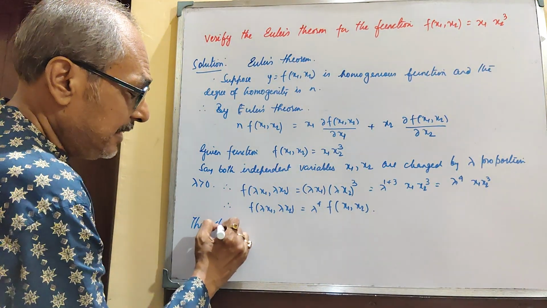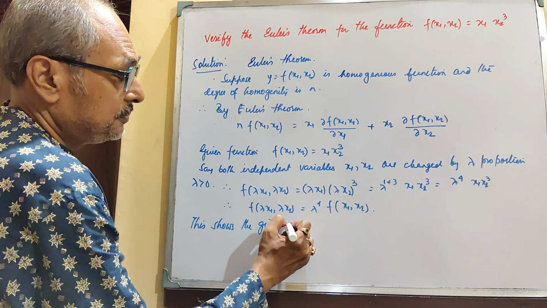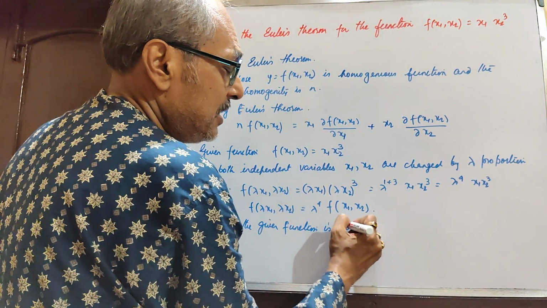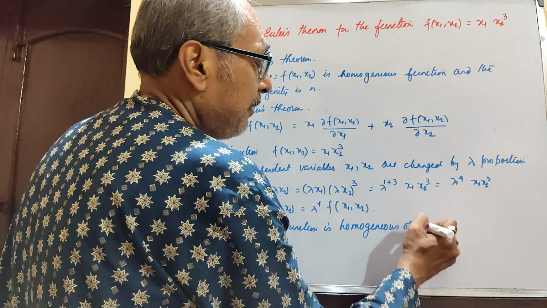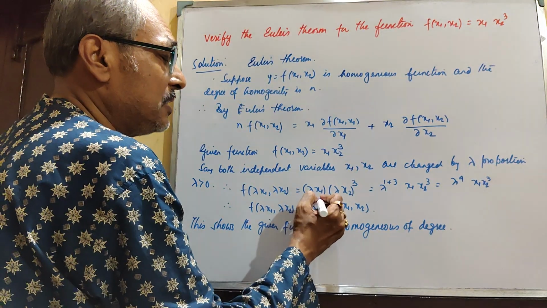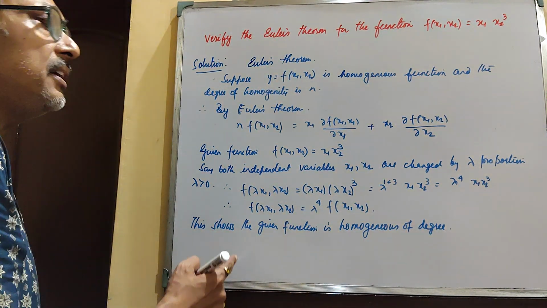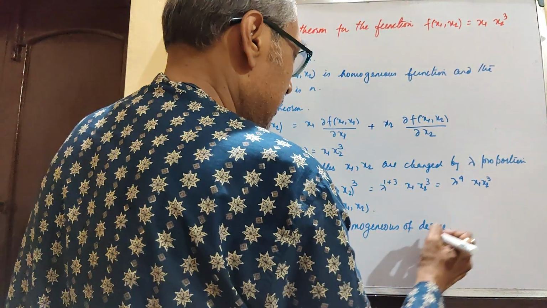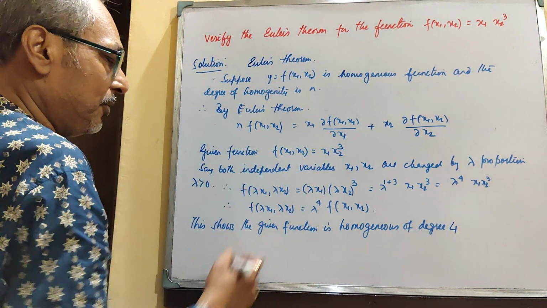This shows that the given function is homogeneous of degree 4. Why degree 4? Because the power of lambda is 4. The power of lambda is called the degree of homogeneity. The given function is homogeneous of degree 4. Now we verify the Euler's theorem.